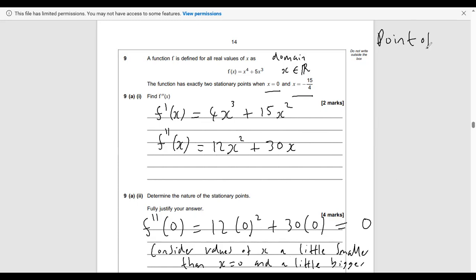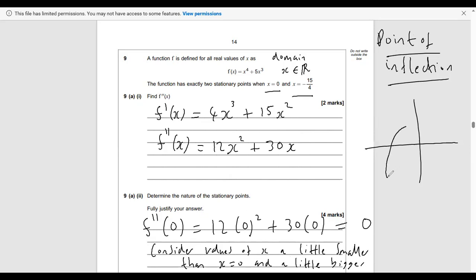So points of inflection. For example, let's say you've got a graph like this. You have a point of inflection here. This would be your point of inflection. In order to have a point of inflection, you need to have your second derivative of this function.